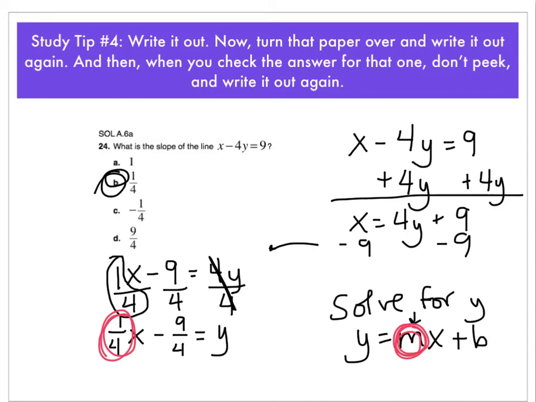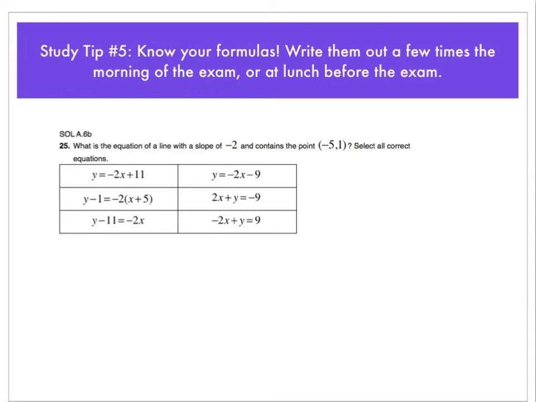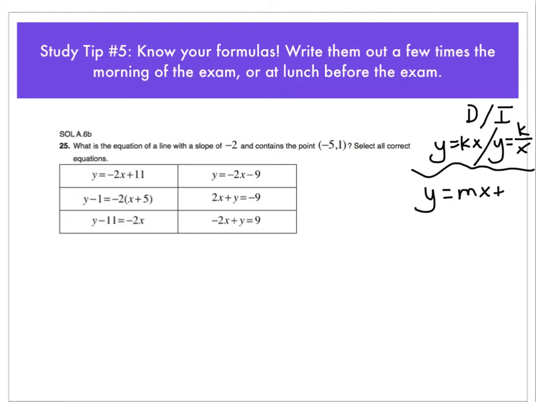Last one. Study tip 5, know your formulas. Write them out a few times the morning of the exam or at lunch before the exam. And specifically, I'm talking about things like direct and inverse variation, where you have y equals k times x, and y equals k over x. I'm also talking about linear equations, like y equals mx plus b, which is slope-intercept form, and point-slope form, which we found to be one of the more useful ones, which is this.